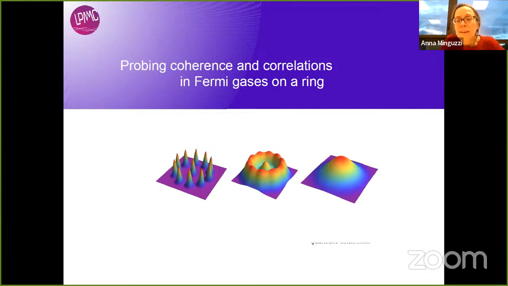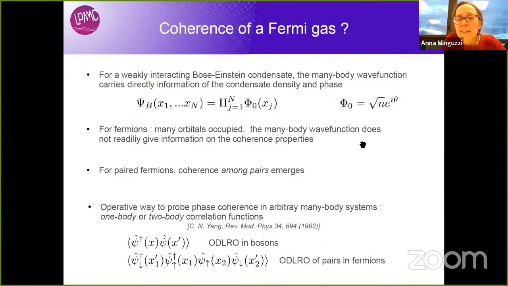We can briefly discuss how this can be used also to probe coherence and correlations in Fermi gases. In general, the coherence of a Fermi gas is a very abstract concept. While for a Bose-Einstein condensate, it's easy to visualize the coherence because all the particles share the same macroscopic quantum state. For fermions, we know that we have many orbitals occupied. Nevertheless, some coherence can emerge, for example, the coherence among pairs.